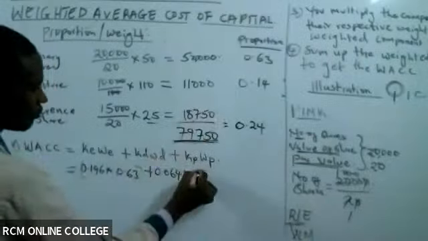Plus cost of preference share ilikuwa ngapi? Somebody to remind me. Cost of preference share, I think it was the same as that of debt. Equally. Cost of preference share, to recompute. Was this the same as that of debt? Yes, it was the same. So 0.064 multiplied by 0.24.